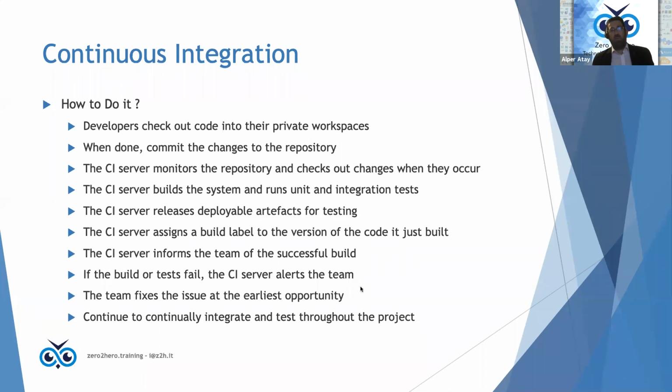So you will get an email about whether the build is successful or failed. And if it failed, you can also see the reasons causing the failure as well. And that's not just you, everyone in your team can see it. So it's very easy to take action against it. The team fixes the issue at the earliest opportunity. So whoever could fix the issue takes immediate action. And then it continues to continually integrate and test through the project.